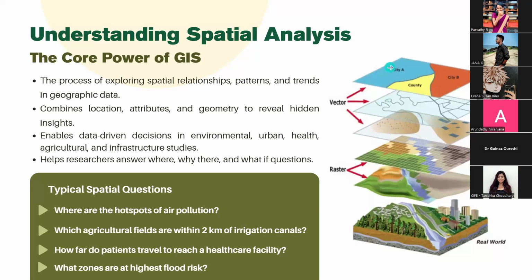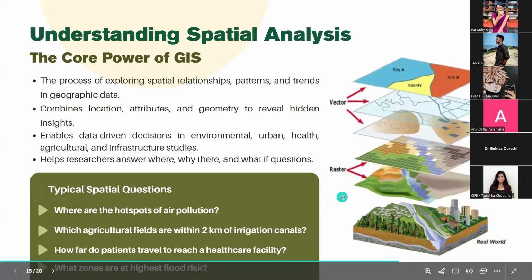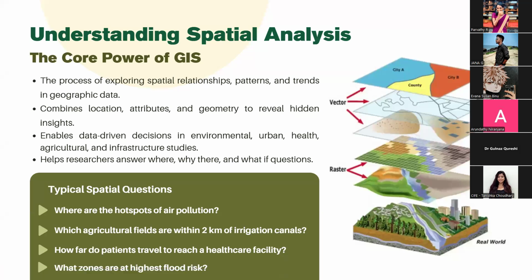So here, it is the process of combining the location, attributes, and the geometry to reveal the hidden insights. The typical questions we'll be asking are, like, where are the hotspots, which is the agricultural field. Likewise, these are the common questions that will be raised. Nearly 80% of research data has a spatial component, meaning almost every discipline can gain new insight through this spatial analysis.